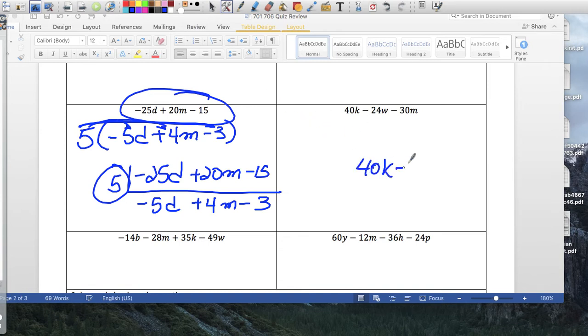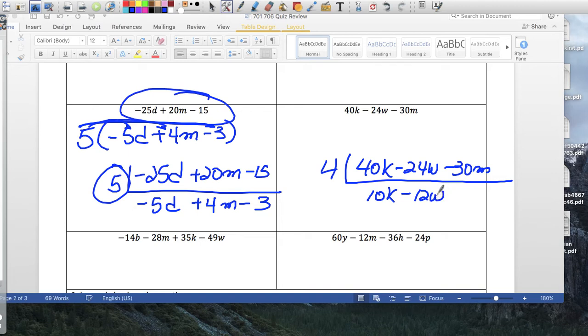40k minus 24w minus 30m. Let's pull out a 4. 4 goes into 40 10 times. 4 goes into 24 6 times. And 4 goes into 30 no times. So 4 is definitely the wrong number.